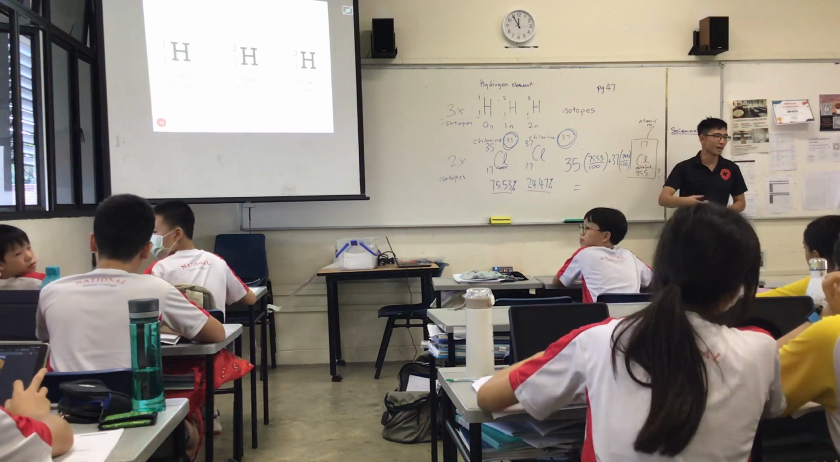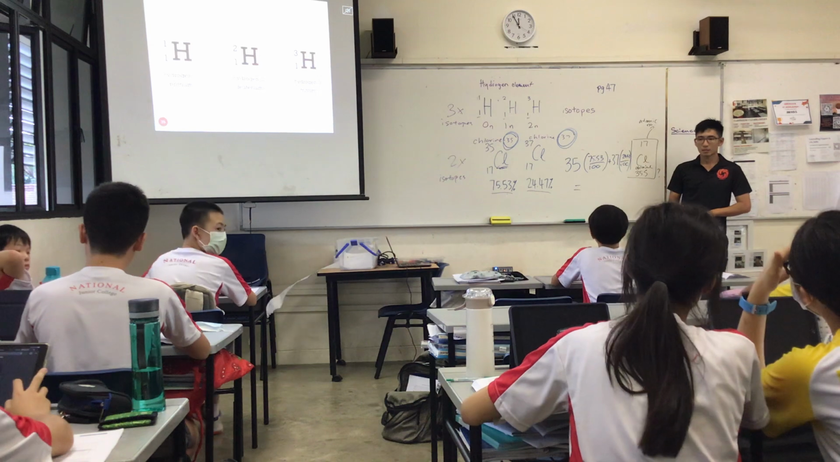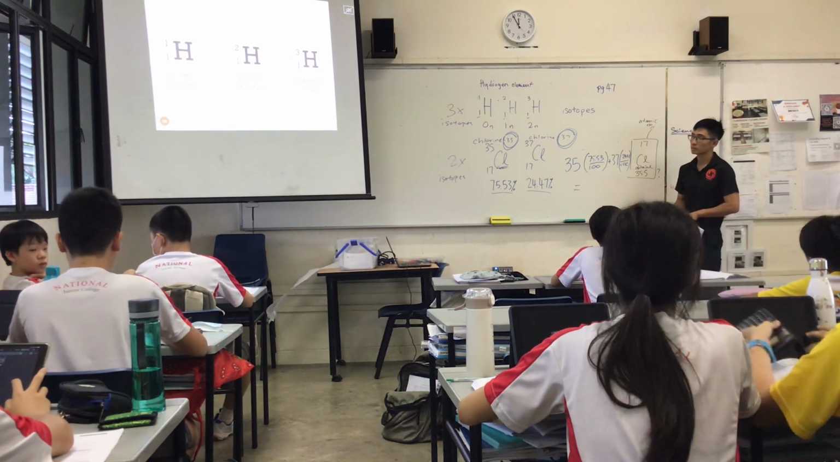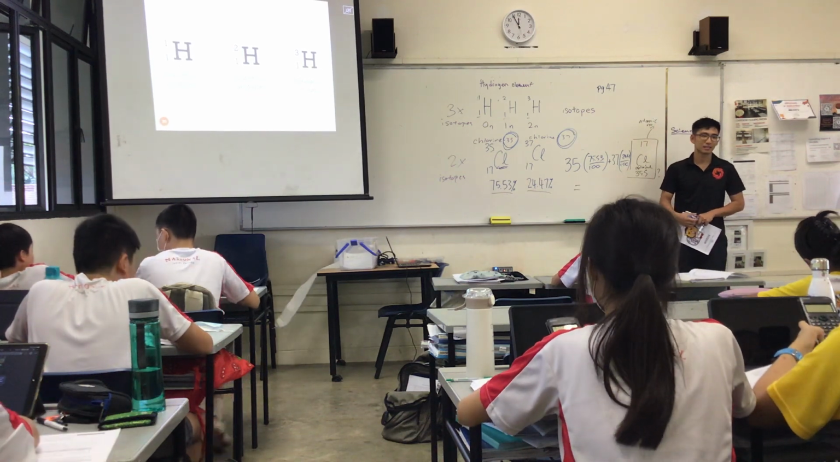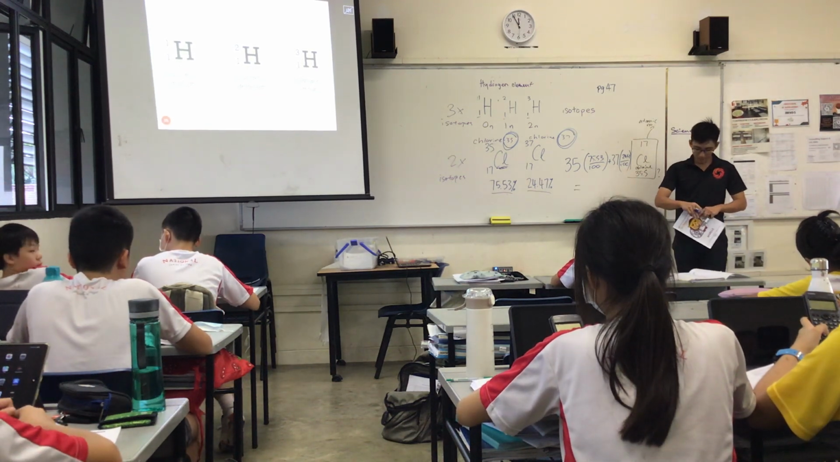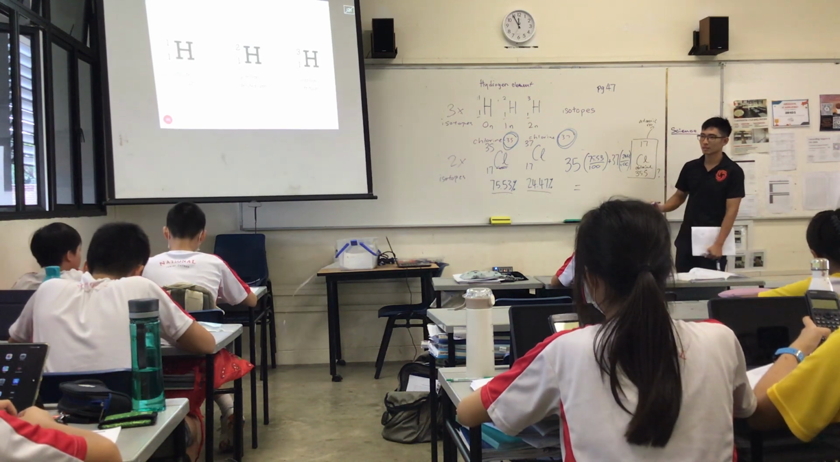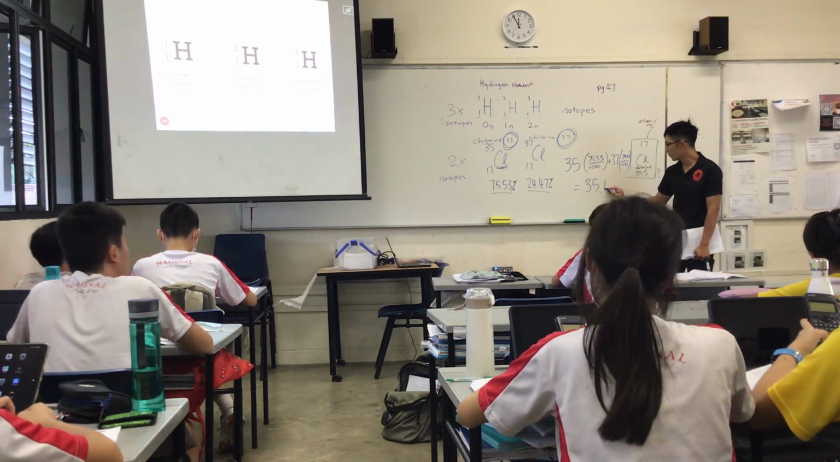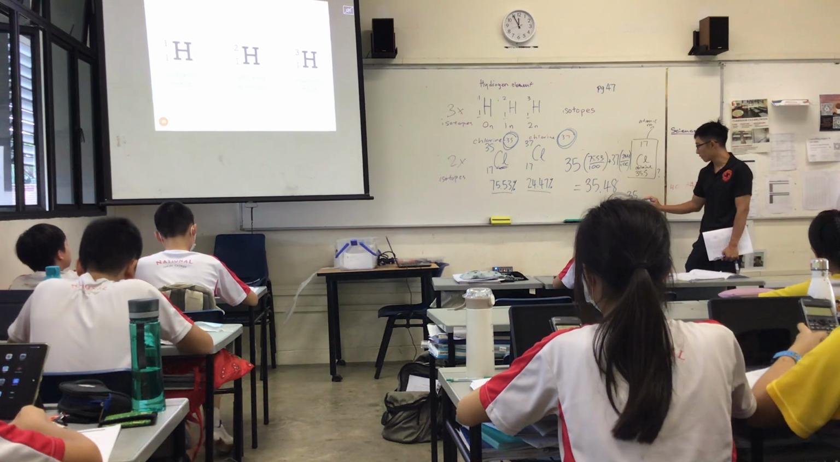Go and punch your calculator. Roughly what do you get? What do you get? Oh, 35.48. Okay, you get 35.48. If you round this up, you get 35.5.